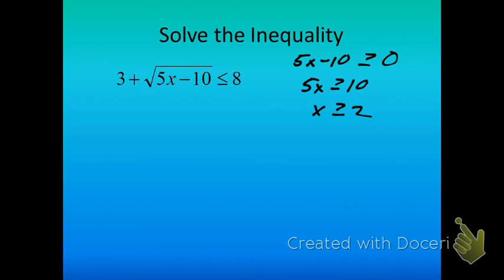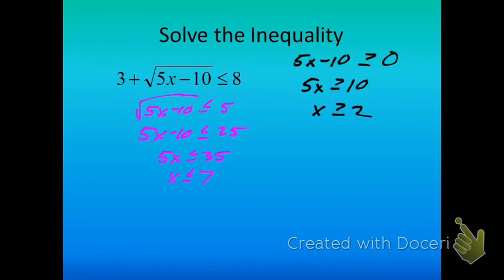Alright, so that's step 1. Step 2, we're going to solve what we're given using your normal algebra. The same thing we've been doing, just subtract 3 from both sides, you get the square root of 5x minus 10 less than or equal to 5. Go ahead and square both sides, you get 5x minus 10 is less than or equal to 25. Add that 10 over, divide by 5, so you get x is less than or equal to 7.